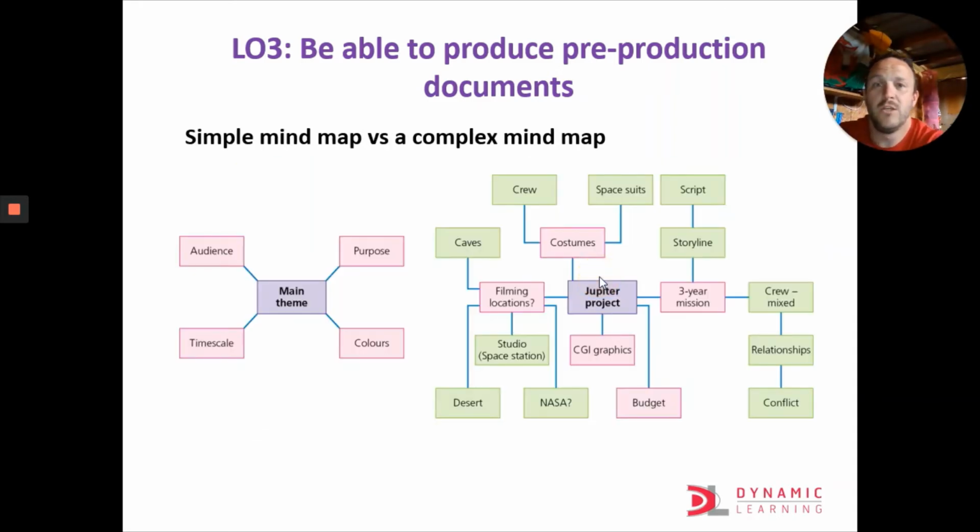So, a simple mind map versus a complex mind map. On the left-hand side, as you look at your screen, you'll see the simple mind map that has the main theme in the middle, and then audience, purpose, timescale, colors around the outside. Then a mind map will become more complex, so it has the name of the project in the middle, with different parts of that project around it. In terms of the Jupiter project, it will have costumes, and then linked to your costumes, the crew and spacesuits. Filming locations: studio, caves, desert, NASA. It all comes off and expands the mind map. Obviously, different mind maps are needed for different things, more complex or more simple.